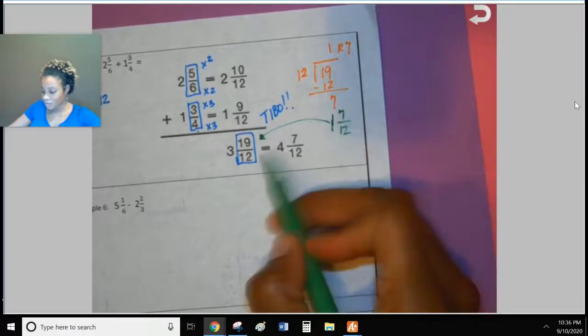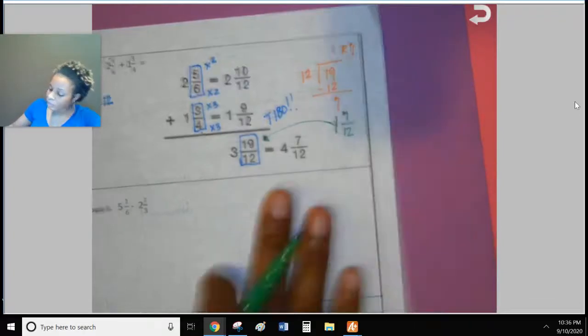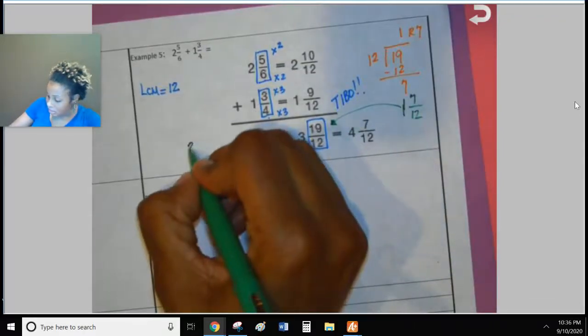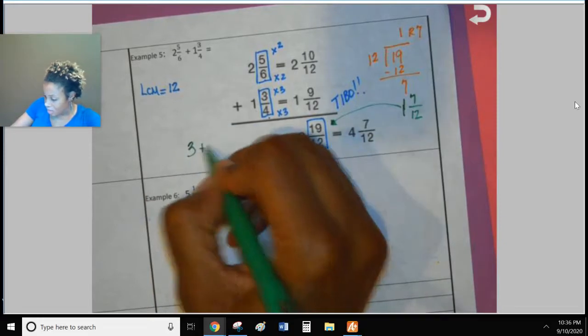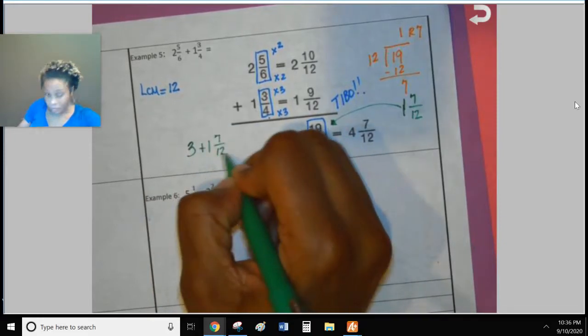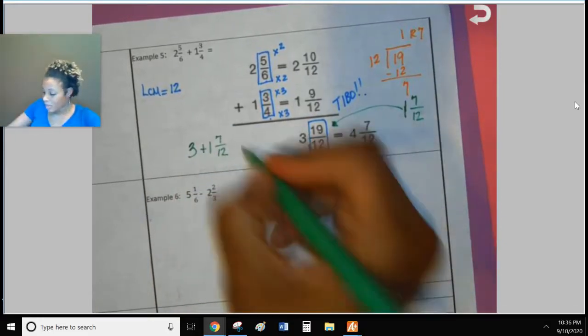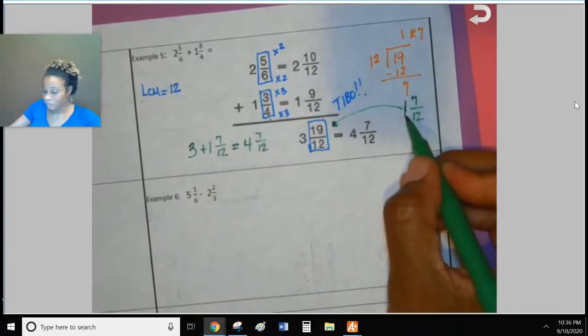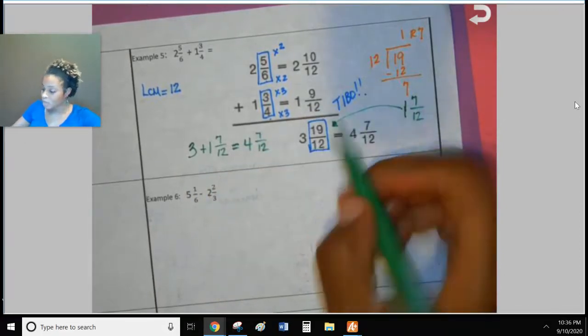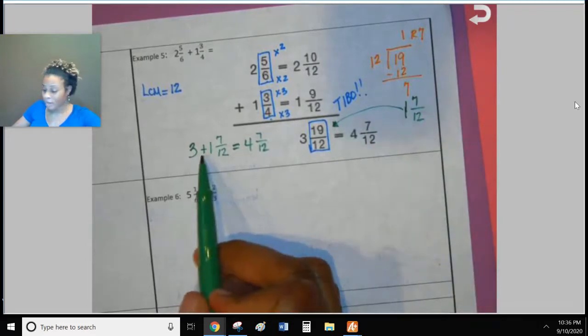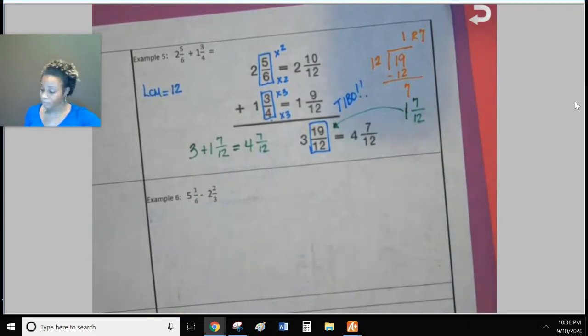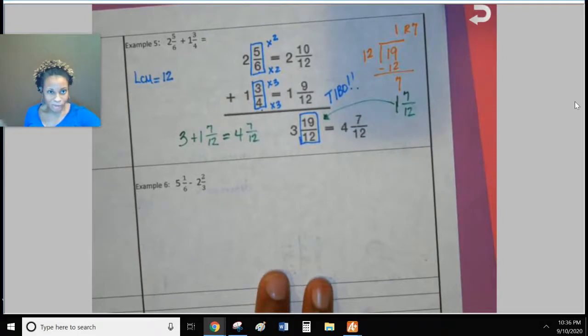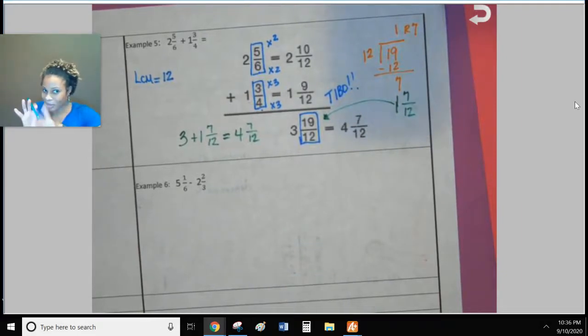The 1 and 7/12 took the place of this. So let me write that out. So what does that look like? It looks like this plus this. So that's how they end up with 4 and 7/12, because 1 and 7/12 took the place of the 19/12. So you add the two whole numbers together and the fractional part stays the same. So that's pretty cool, right? When you have an improper and then you can add it and make that.